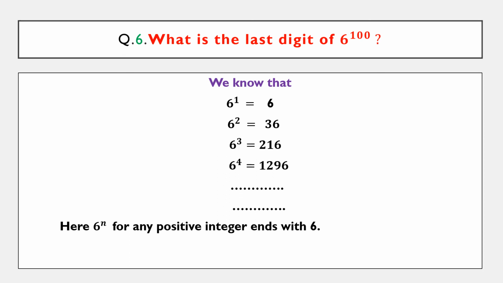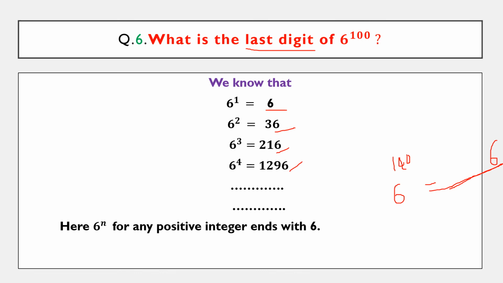So see here, the last digit is 6. He mentioned the last digit, so see only the last digit. Here also 6. Here also 6. So even if you take 6 power 100, it will end with 6 only. Whatever the other digits, it ends with the digit 6 only.